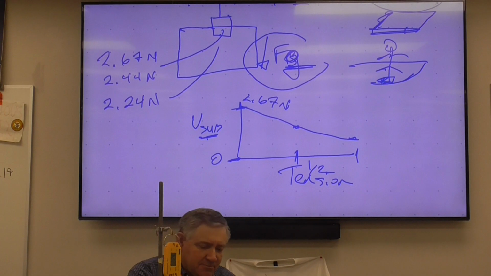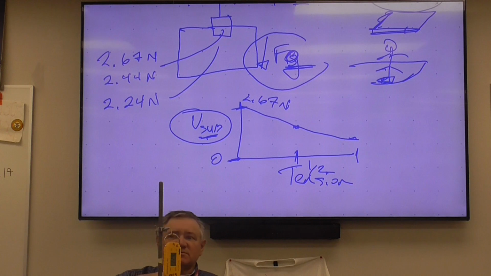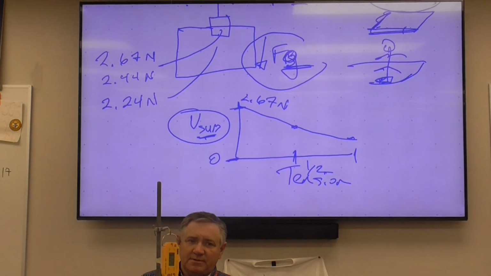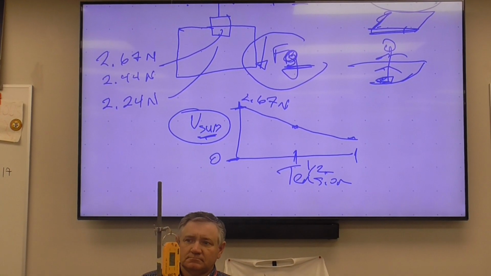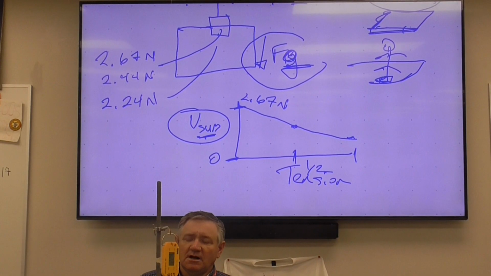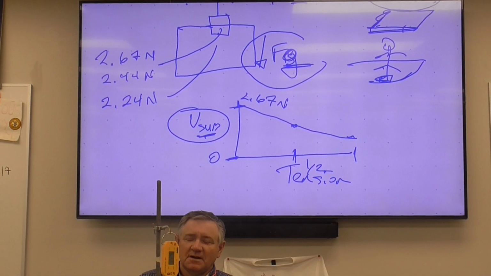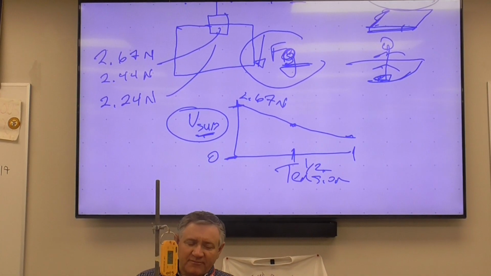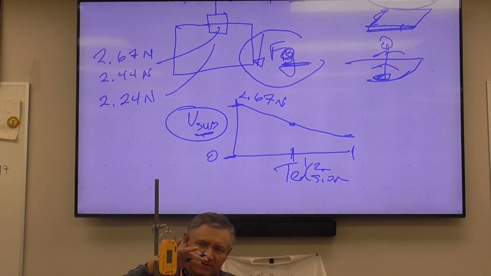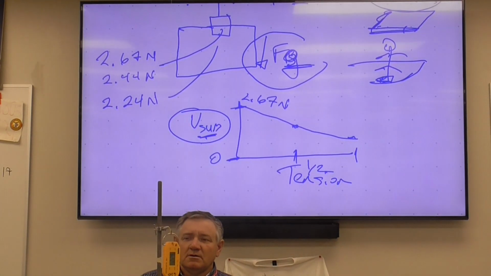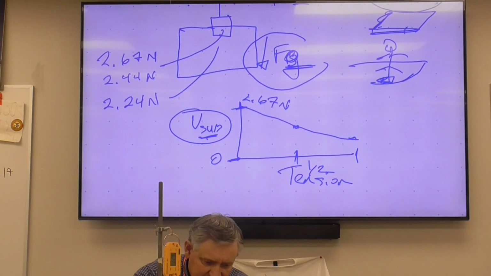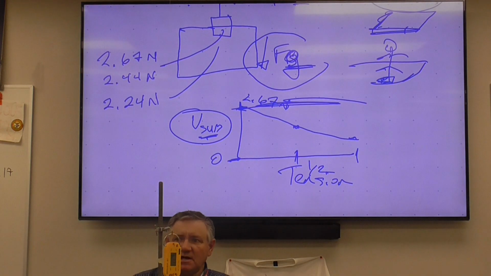If I did that same graph of volume submerged versus gravitational force, what would happen? Gravitational force is the same all the time. Yeah, that would just stay the same, right? Because that's not going to change, because that's just a fixed value, okay?